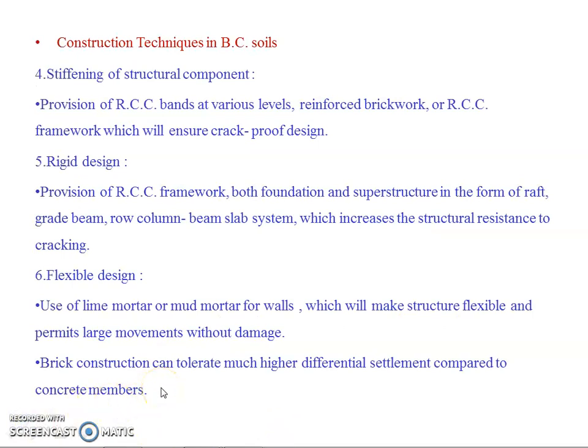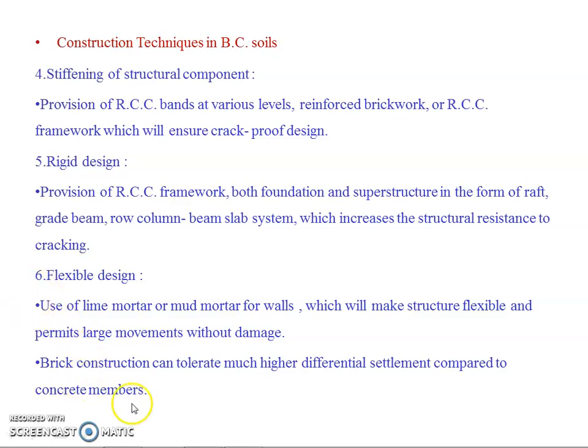And the fourth method is stiffening of structural components, which means we can stiffen the structural component using RCC band or reinforced brickwork or some other method. Construct a crack-proof design. Then the fifth method is rigid design. In this method we can design the foundation in such a way that there is maximum stability of the foundation and minimum settlement.